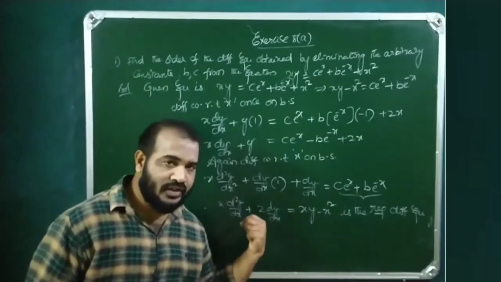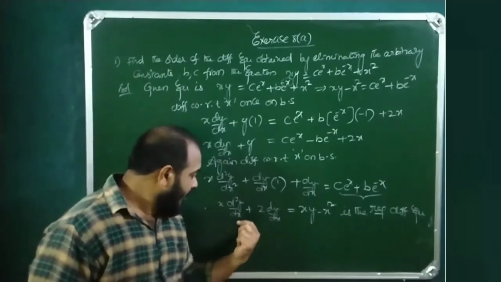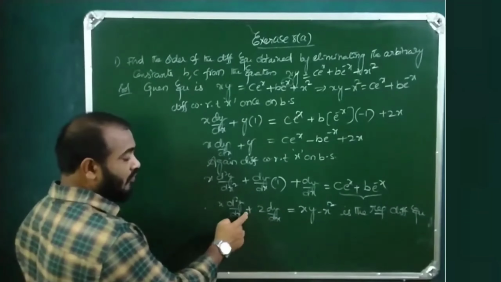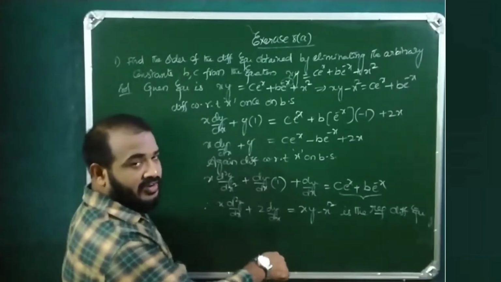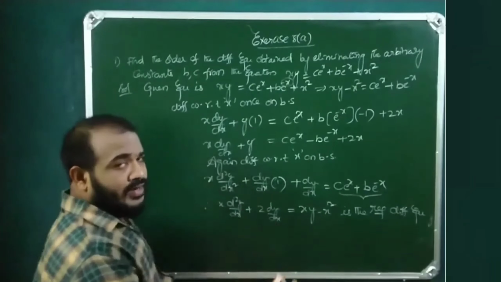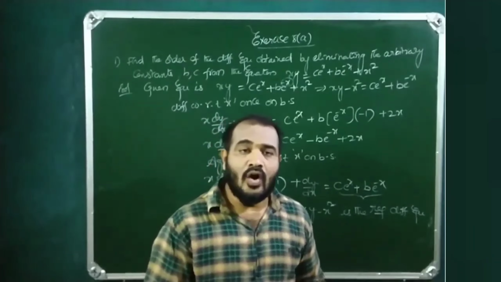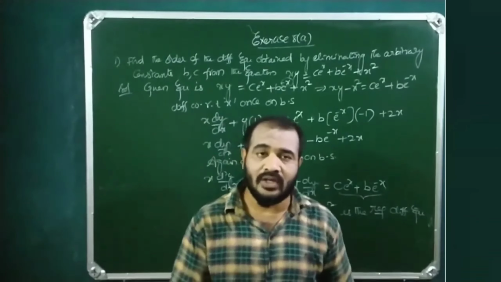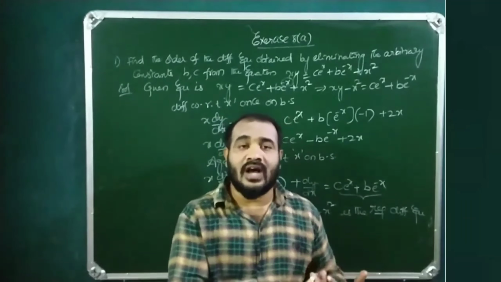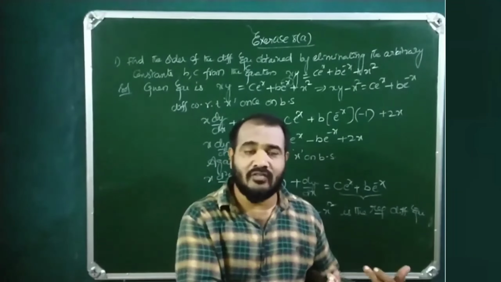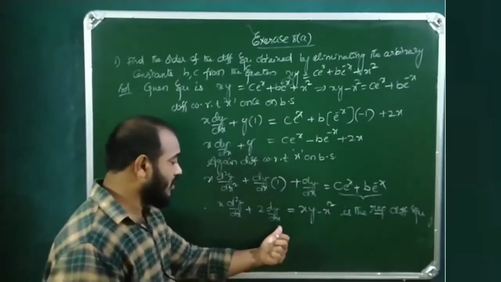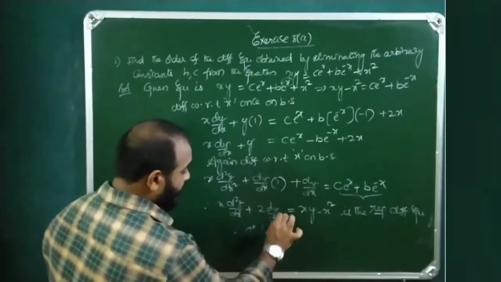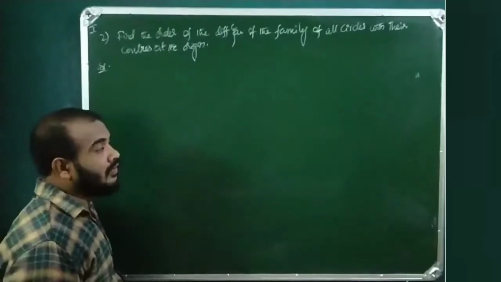Therefore, this is the differential equation, and if you focus on the answer here, dy/dx is the first order derivative, d^2y/dx^2 is the second order derivative. The order is defined to be the order of the highest order derivative occurring in the differential equation. Therefore, this is the first order and this is the second order. Therefore, the order equals the highest order derivative, which is 2 here. So order equals 2.